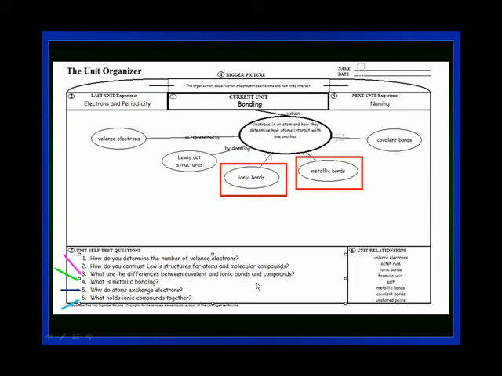Why do atoms exchange electrons, and then what holds ionic compounds together. So a lot of questions there. The next two vodcasts are going to cover covalent bonding and then how to draw those Lewis structures.